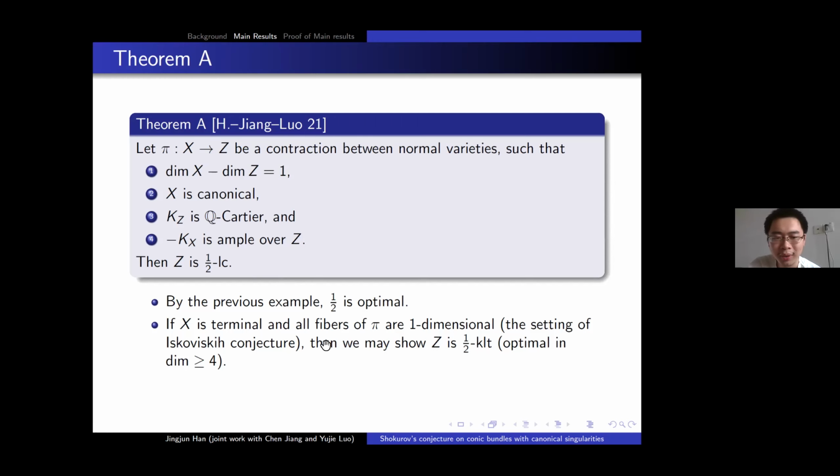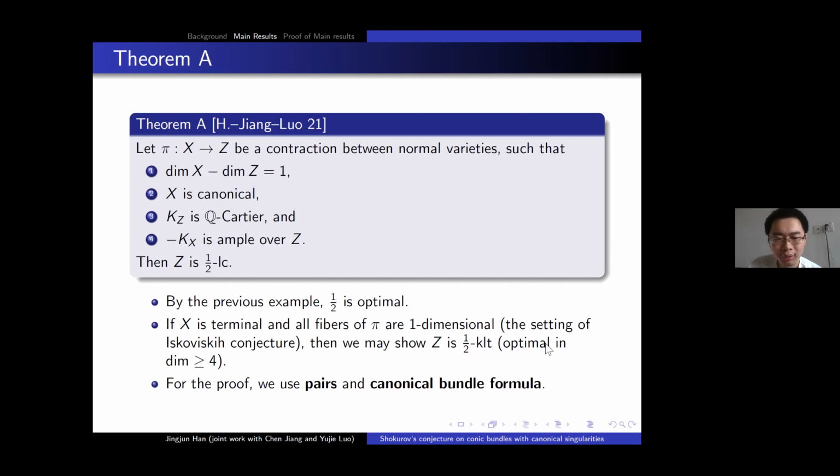There are examples indicating that this value is optimal. If the dimension of X is larger than or equal to 4, Iskovskikh's conjecture is about the dimension of X equal to 3, and our result is about higher dimensions. In this case, in the same setting, we can see that in the high dimensional case, the singularity of the base is 1/2-KLT. So it is again no longer canonical.